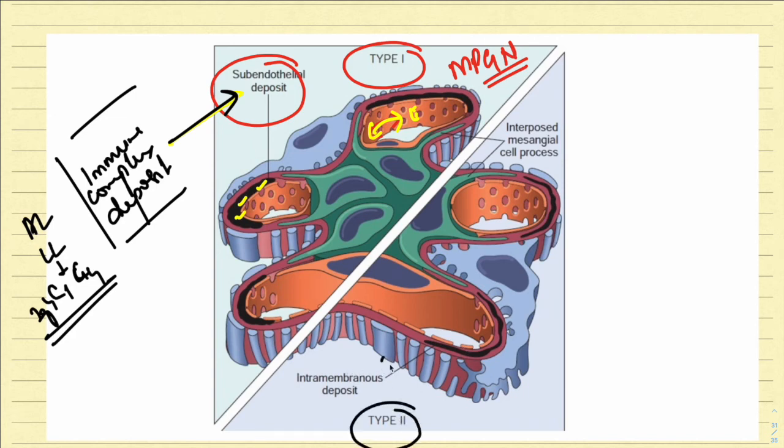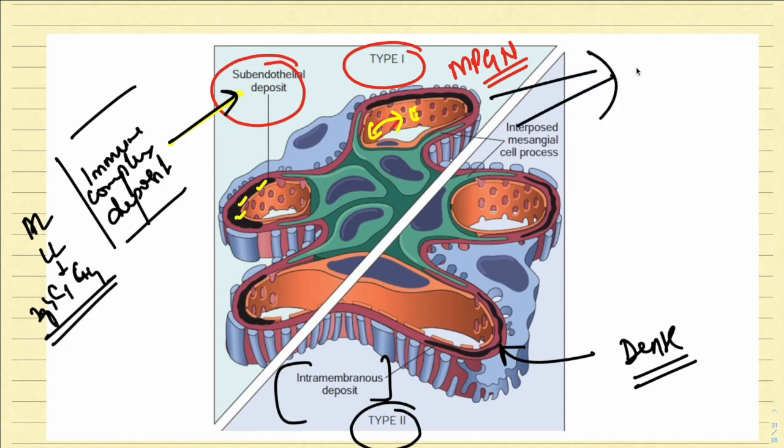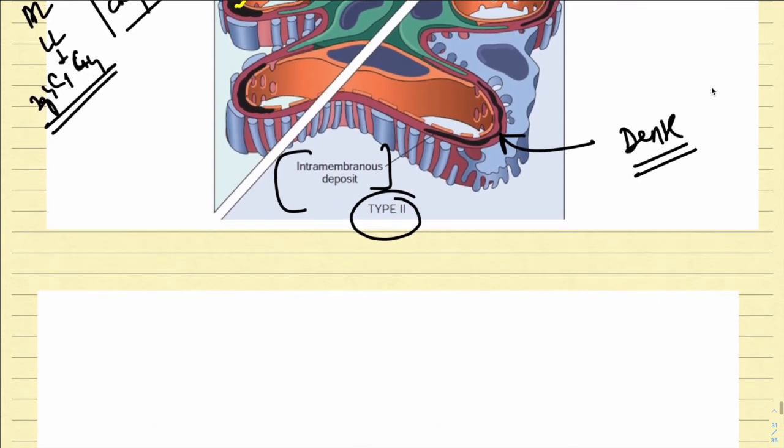On the other hand, we have MPGN type 2. Over here, the deposit is classically intramembranous, and they are continuous. They are regular, ribbon-like. They are not patchy, as we can appreciate over here. But remember, the splitting of the basement membrane will be seen in both. So the splitting of the basement membrane is a feature seen in both types, if you have to choose the answer. With this we have completed.